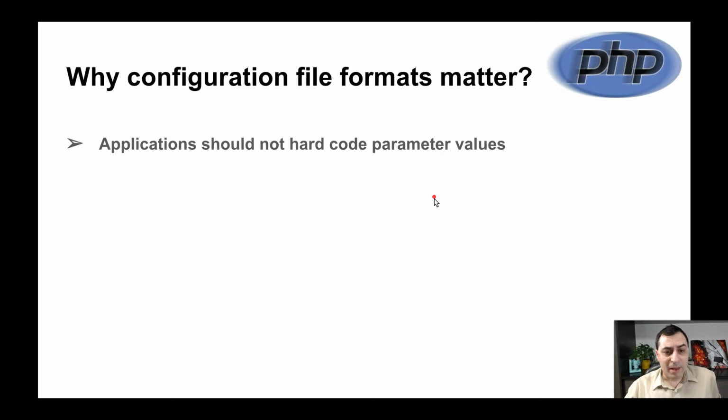One thing is that applications should not hard code parameter values in them, because that makes them hard to maintain. If you use the same configuration values around your application, every time you would change those values, you would have to change different files. So it's better to concentrate the configuration values in a single file or in a single group of files, so it becomes easier to maintain your application.